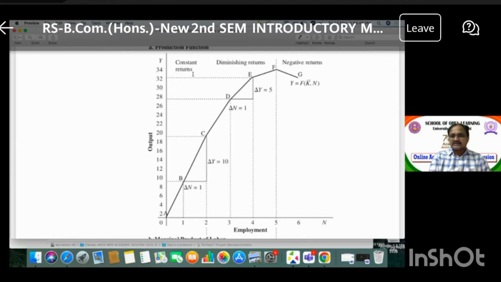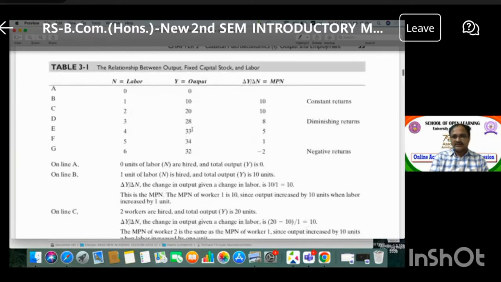What is constant returns? The change in the variable factor leads to a proportional change in the level of output. So that is constant returns to scale. This is constant because as the level of labor increases, output is also increasing at a constant level. And when one more unit of labor input is added, the output will increase at a decreasing rate, that is diminishing returns. Okay, how? The numbers are in this table. According to this table, we draw the graph. Labor is the x-axis and output is the y-axis, one diagram. Second diagram, labor and this MPN.